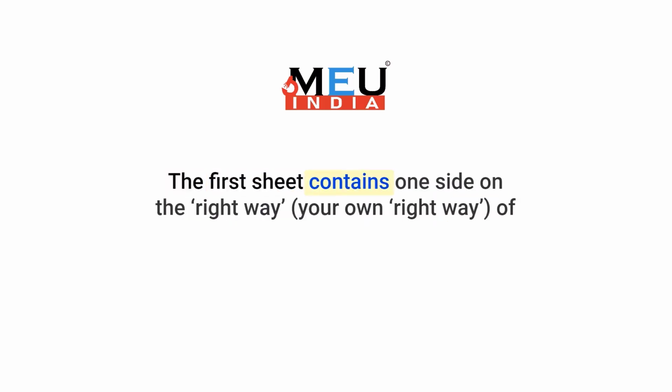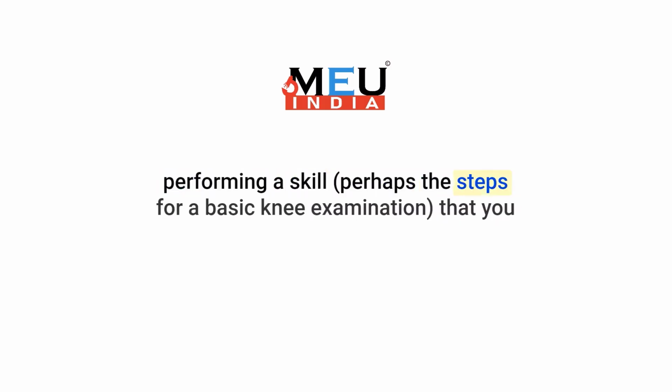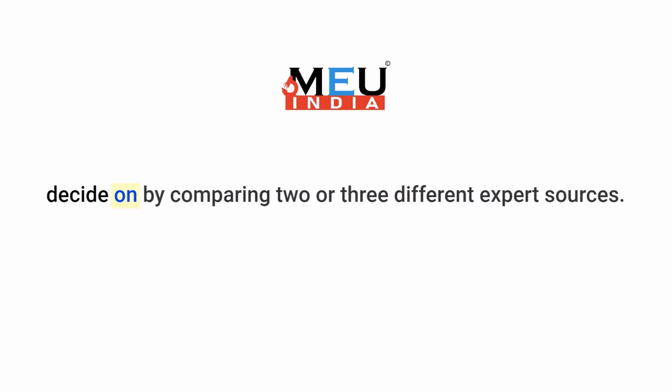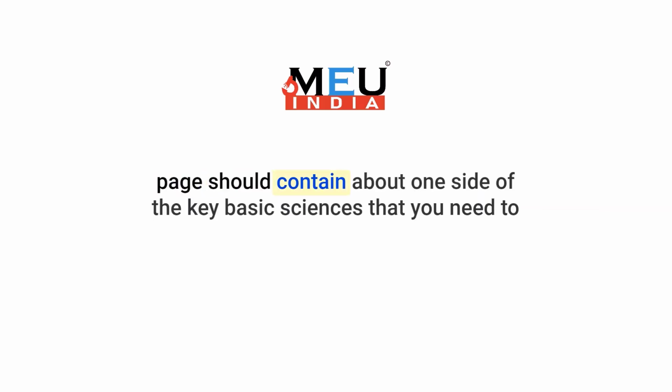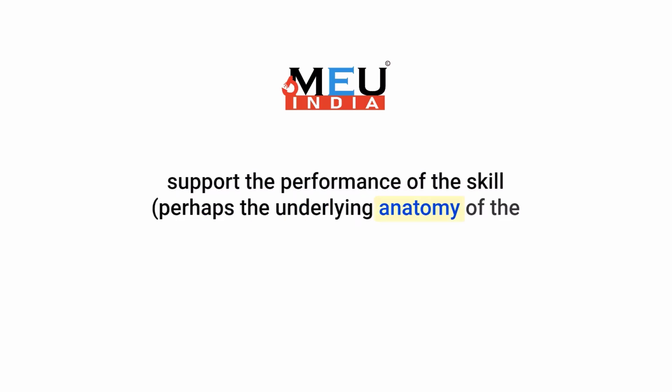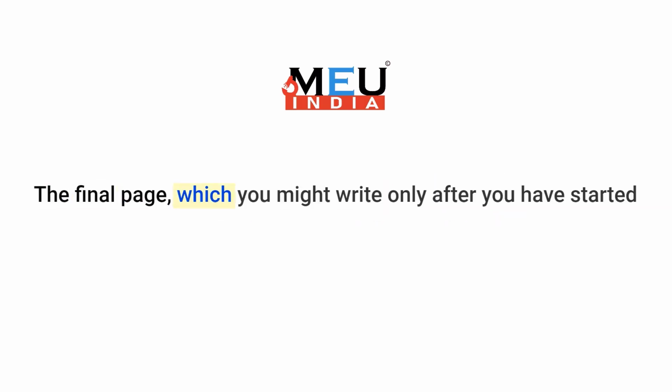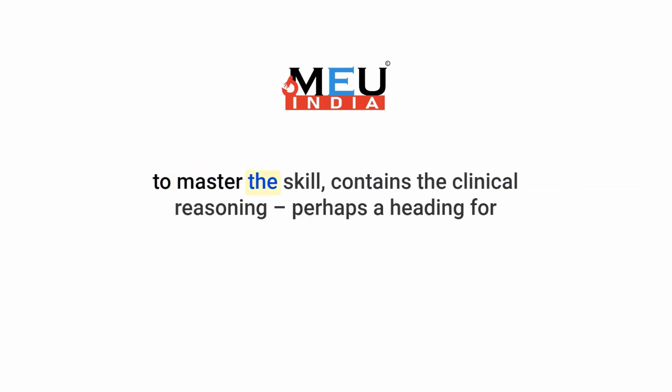The first sheet contains one side on the right way of performing a skill that you decide on by comparing 2 or 3 different expert sources. The second page should contain about one side of the key basic sciences that you need to support the performance of the skill.